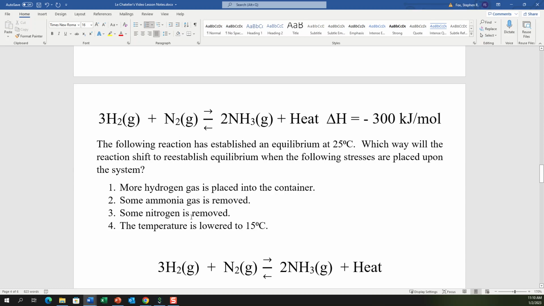that I removed. The temperature is lowered to 15 degrees Celsius. All right, well, let's think about it. Heat's on this side. Lowering the temperature is removing heat. So if I remove heat, the reaction is going to shift towards heat. So it's going to shift to the right in this case. And that's because I put heat on this side of the equation because the delta H was negative. Okay.